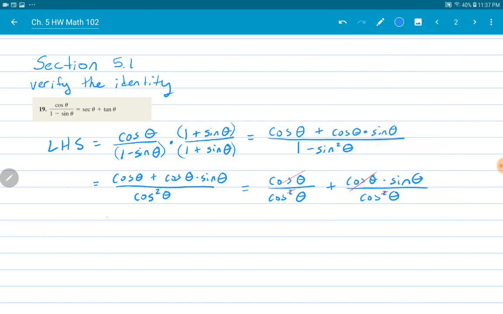which leaves me with 1 over cosine theta, that's going to give me my secant, and sine over cosine, which is going to give me my tangent. So that equals secant of theta plus tan of theta, which is the right-hand side.